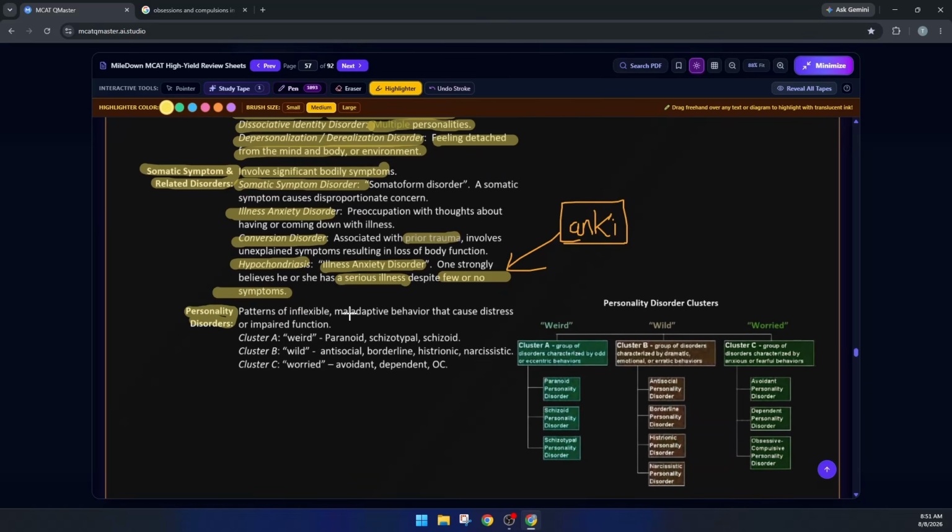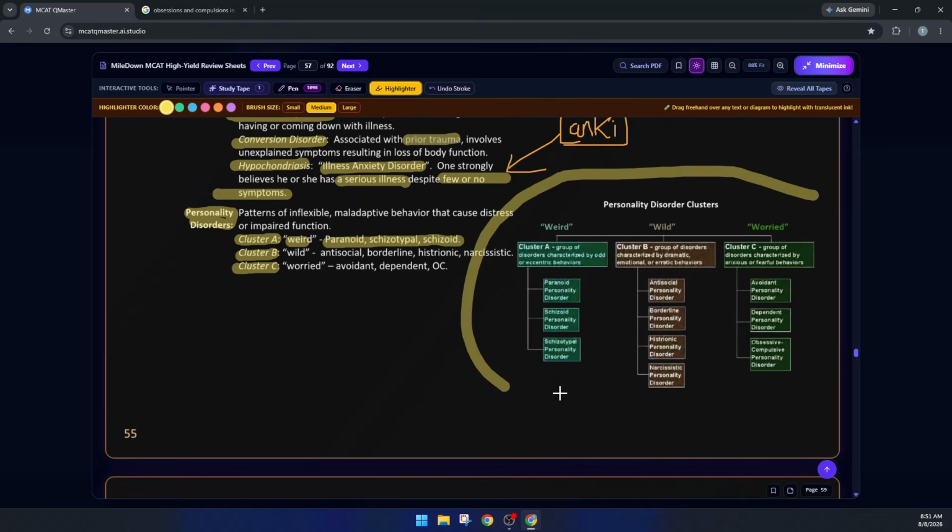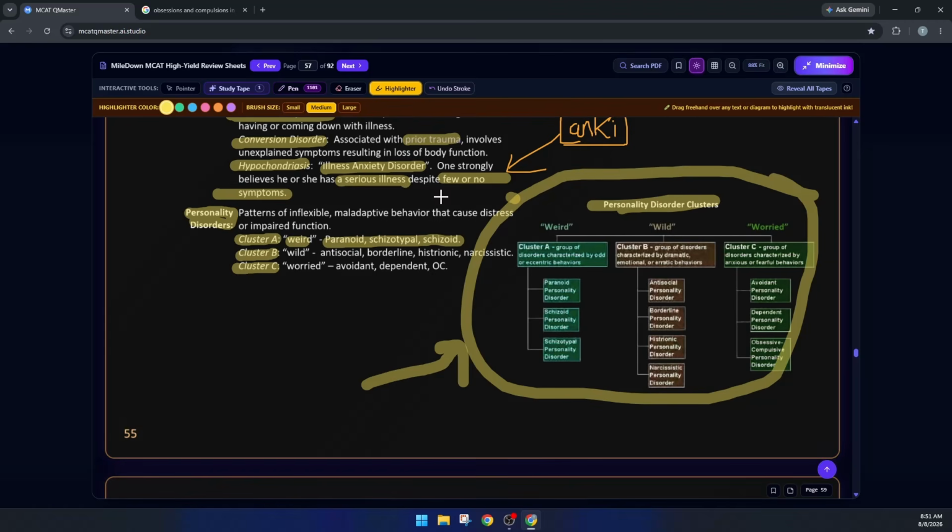Personality disorders, patterns of inflexible maladaptive behavior that cause distress or impaired function. So personality disorders come in clusters A, B, and C. You remember that cluster A is kind of weird. So you have paranoid, schizotypal, schizoid. Actually, here's a picture. So just memorize this picture for personality disorder clusters. So this has to do with this picture right on the right side here.